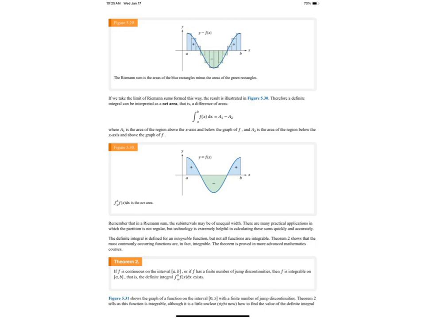The Riemann sum is the areas of the blue rectangles minus the areas of the green rectangles. And I think I took a picture of that. Yep. So here, when we take the integral, we're dealing with the net area. It's the difference of the two areas. If you have an area above the x-axis, that's going to be positive. The area below the x-axis is going to be negative.